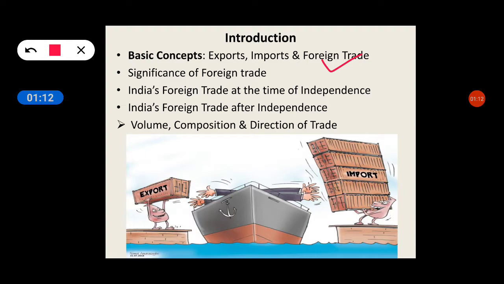And exports refer to selling of goods and services produced in the home country to other countries. So when I'm selling my goods and services to other countries, then we call it exports. And what are imports? Imports basically means that we are buying goods and services produced in other countries.